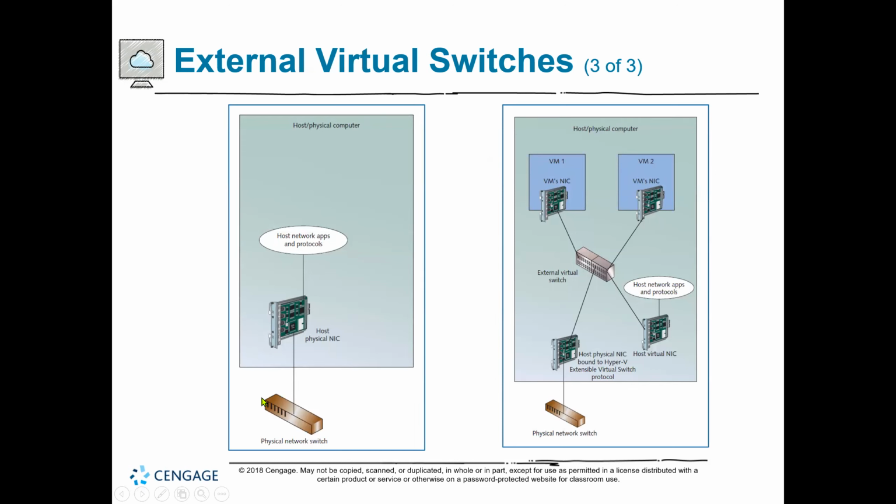And this just shows you an explanation. So this is an example of a host physical computer. And then here you can see you have your VM 1 and 2, and then you have your external virtual switch, and you can see your physical network switch and the host physical and virtual switch NIC down there too. Does that make sense? Hopefully.